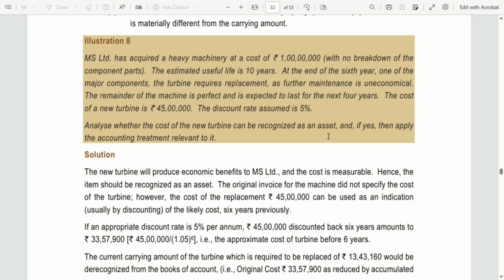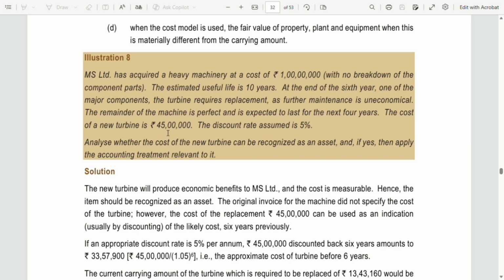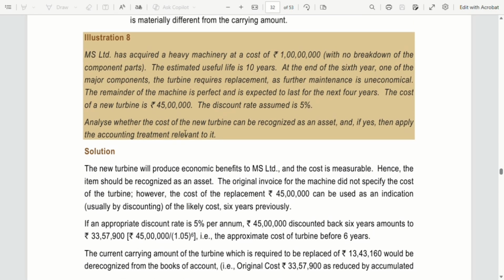Yes, it can be recognized as an asset. And if yes, then apply the accounting treatment relevant to it. So here, they have not given us the cost of the old turbine. In that case, what we are going to do is first take the cost of the new turbine, which is 45 lakh, and then we will do its PV. We will convert this into the present value by taking the date of installation of the old part.